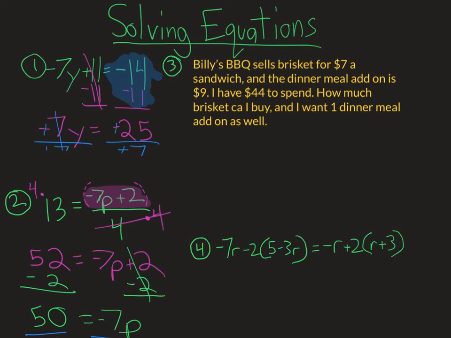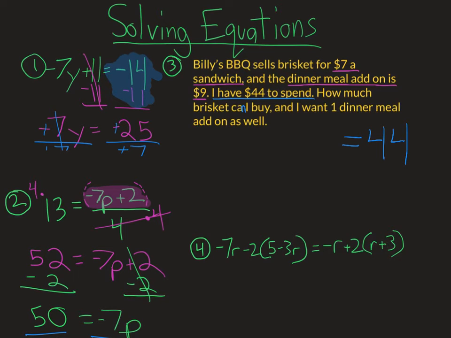Billy's Barbecue sells brisket. I love it. So, $7 a sandwich. That's important information. And the dinner meal add-on is $9. That's our other important piece of information. I have $44 total to spend. That's supposed to be can I buy. I bet you guys noticed that. And I want one dinner meal add-on as well. So the total that I have to spend is $44.